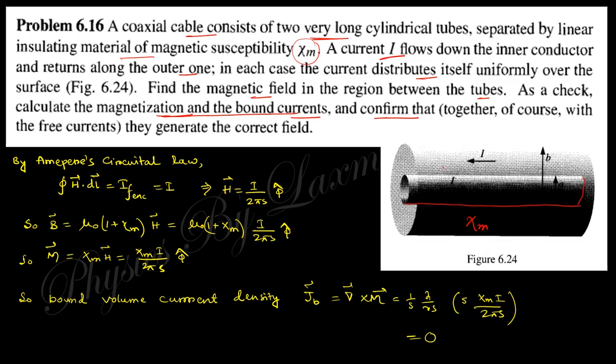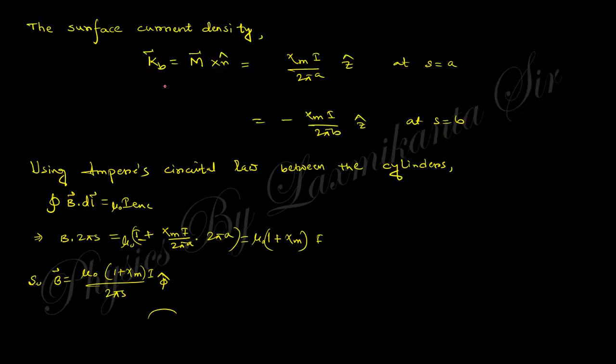Hence the total current is I within this region. So if you take this region, this will be I. So B equals like that, from where you will get the M. So the bound current density will be curl of M, which is 0, and the surface current density will be M cross N.